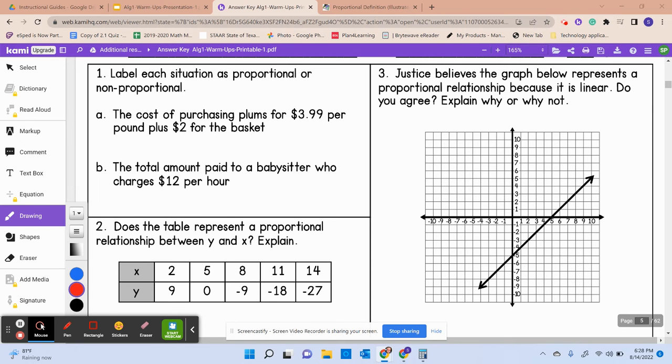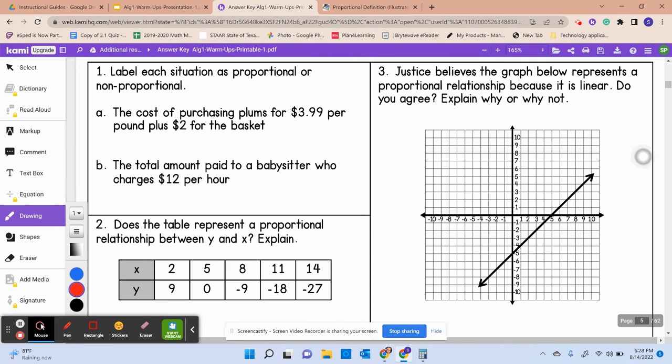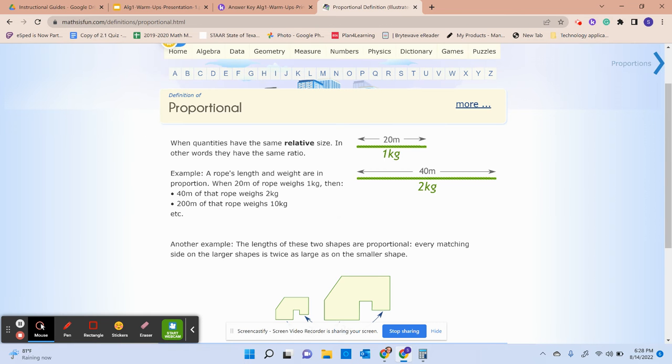Okay, so in warm up number 5, we're talking about if something is proportional or non-proportional. So the proportional definition, it's when quantities have the same relative size. In other words, it's a ratio. So you can see these examples here.